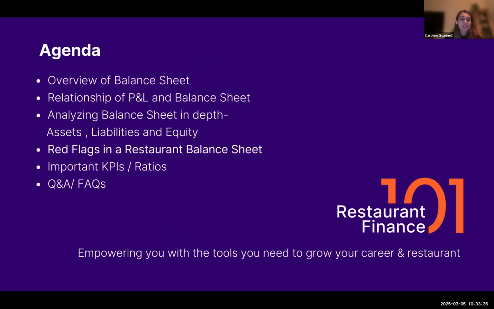And today we're going to be discussing, as I mentioned, a quick overview of the balance sheet. We'll discuss the relationship between the P&L and the balance sheet. We'll analyze the balance sheet in depth, going over the assets, liabilities, and equity. We'll cover some red flags, and then we'll go over a few important KPIs and ratios.